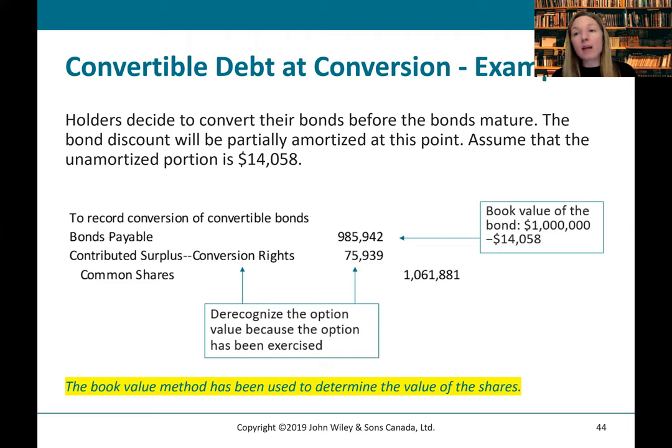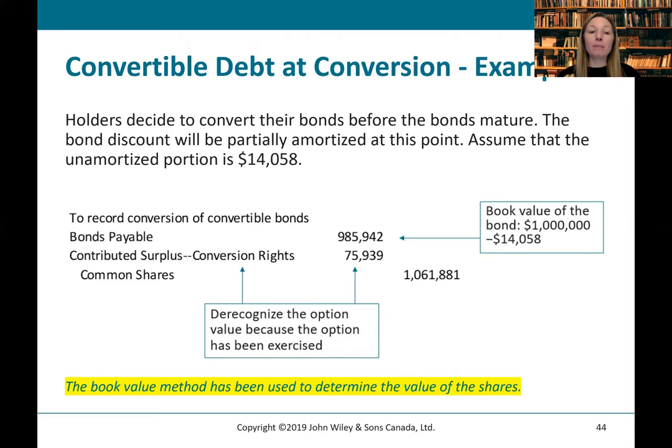So we're going to remove that, because we don't want the bond on our statement of financial position anymore, since this bond is being exercised. And we're putting the value of both of those two things into common shares, because we've just converted the debt piece of that into 100% equity.